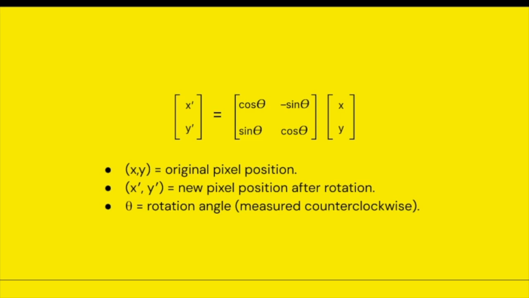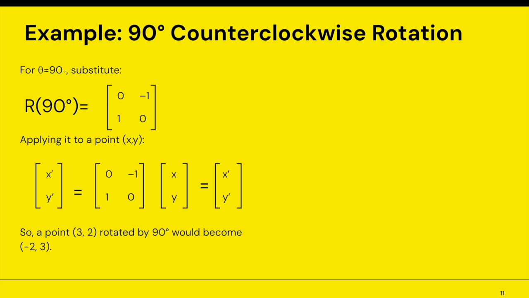that we're using and our values for R theta, the rotation matrix, when multiplying. Here we have an example of a 90-degree counterclockwise rotation. In this case, for when theta equals 90 degrees, you're going to substitute 90 degrees with the matrix here, where there's 0, -1, 1, and 0. And then what you do is you apply it to a point, and essentially here, the point 3, 2 is rotated by 90 degrees, which would essentially become -2, 3.